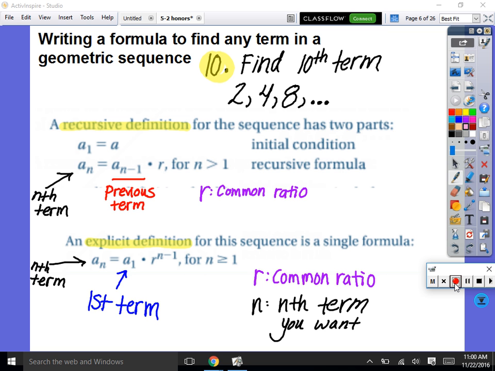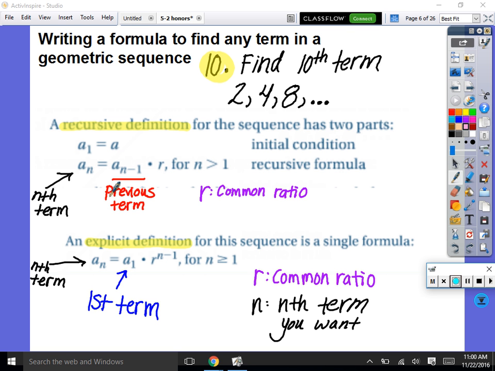So now we're going to do, just like with an arithmetic sequence, there's an explicit formula and a recursive formula to generate any term in the sequence. So writing a formula to find any term in a geometric sequence, there's a recursive definition and an explicit definition, just like in arithmetic. A recursive definition, once again, is a formula written in terms of the previous term. So it would be a sub n is equal to the previous term times the common ratio. You just take the previous term and multiply it by 2. Does that make sense? That would be an example.